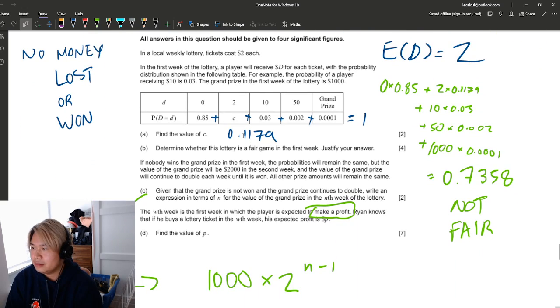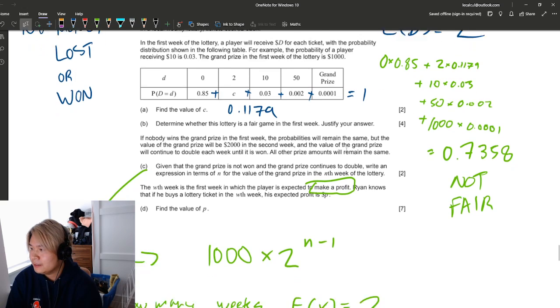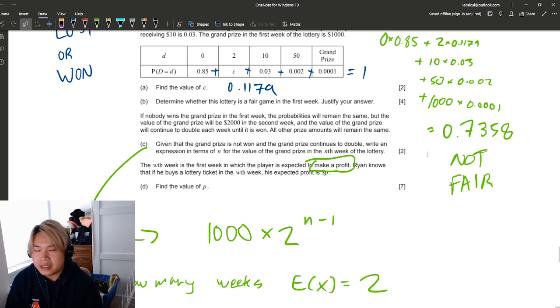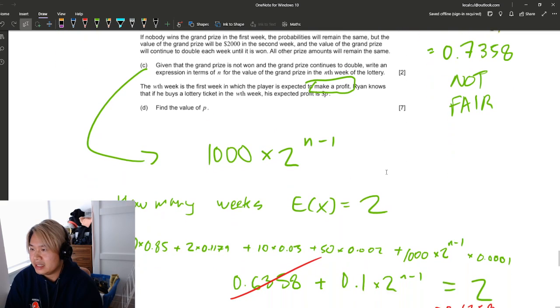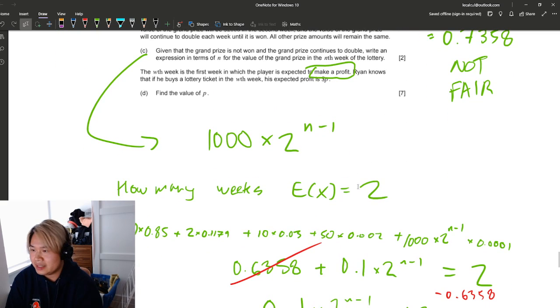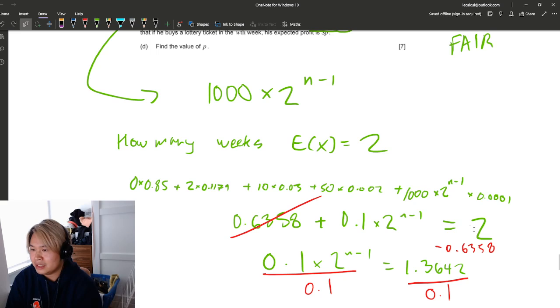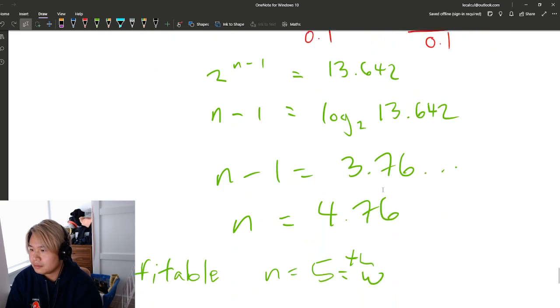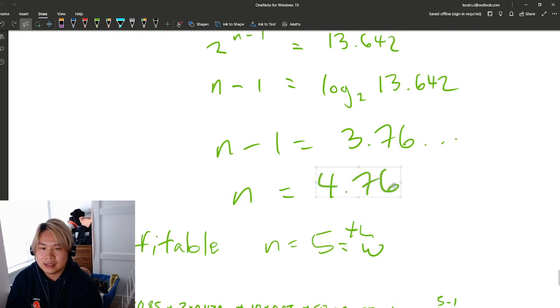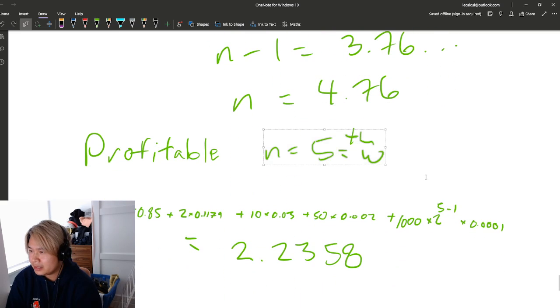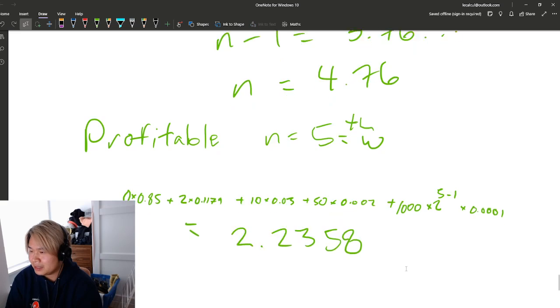Okay, moving on. 1179, yep. Not a fair game because of the payout, that's fine. Okay, 1000 times 2 to the power of n minus 1, yep, that's right. And then the last one, again, recognize that this needs to be more than 2, so first we find out when it's equal to 2, which is 4.76. Yes, so then you need to make sure that you take this to the 5th week. And then here's the expected payout.